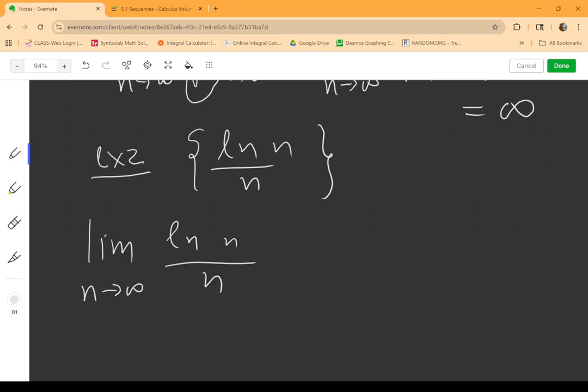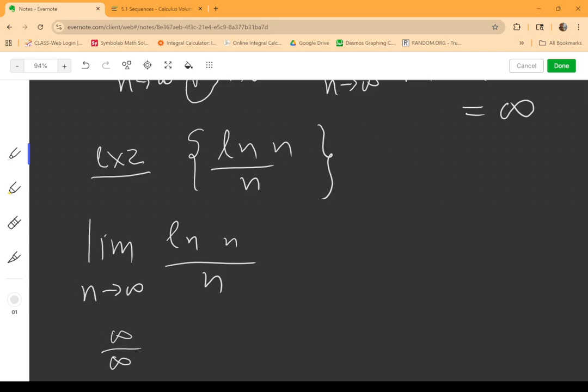Right, now looking at this is much different than the previous one, right? It's not an algebraic type function. The ln of n is one of our transcendental functions, right? They don't follow the conventional rules of algebra. So what we can do here is use techniques that we learned previously in this class. When we look at the limit here, we know that ln of n and n, both of those are going towards infinity.